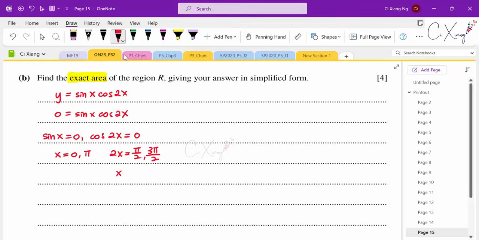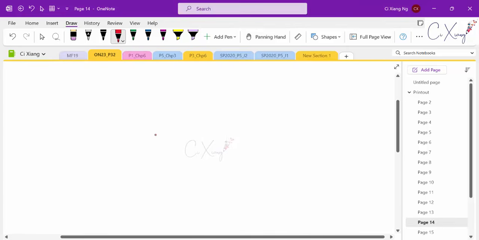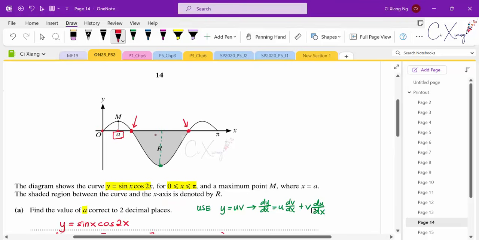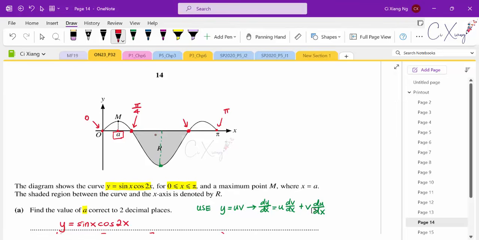So x will be equal to pi over 4 and also x equals 3 pi over 4. This is actually the x-intercept that we want. If you refer back to the diagram again, the solution 0 is this one, the solution pi is this one. Therefore, our solutions pi over 4 should be this point and also 3 pi over 4.